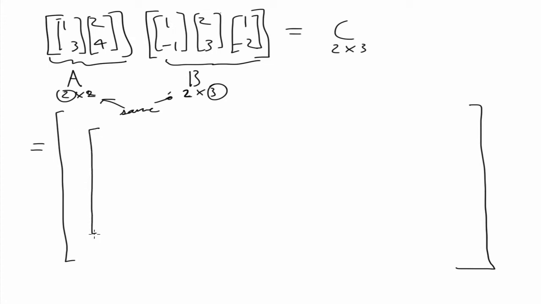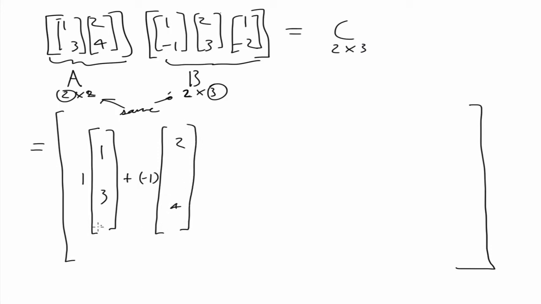I have 1, 3. That's my first column. I'm going to weight it by 1. And then I'm going to go plus, there'll be a negative 1. That's my next weight here. I'm going to add that to the other column vector, 2, 4. I'm going to crop that down a bit, because later on I want to write a little bit below it.